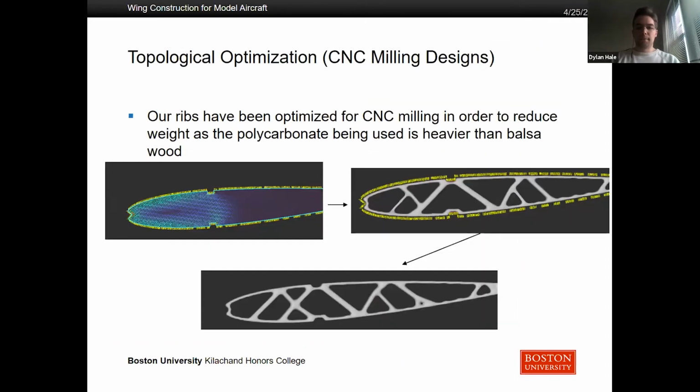And then for our CNC milling designs, we actually had to optimize our rib shape because the polycarbonate we use is a lot heavier than balsa wood. So basically we use the software that, on the leftmost picture there, shows you the forces on the edge of the rib. It then takes that and takes out as much material as possible to still be able to support those forces and also be as light as possible. We slightly modified that final design to make it a little bit easier to actually make on the CNC mill and to avoid the chances of it breaking.